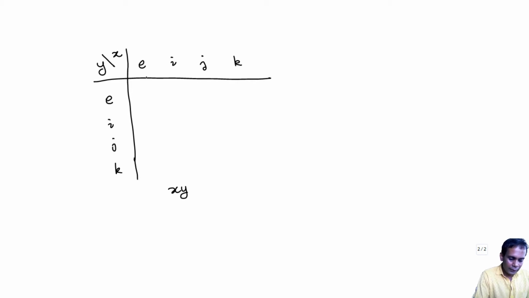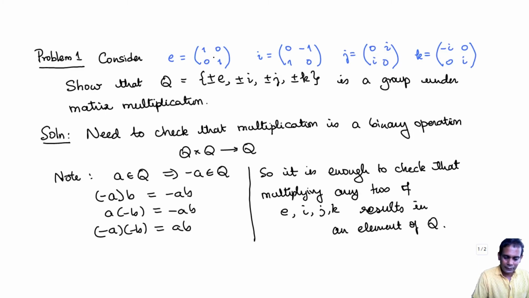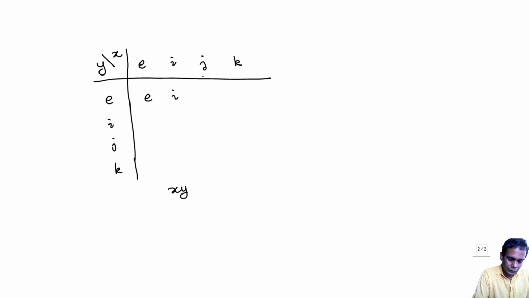So here we're looking at E into E, that's E. I into E is I. E is just the identity matrix, right? Remember, E is the identity matrix. J into E is J. K into E is K. And similarly here we have I, J, K.